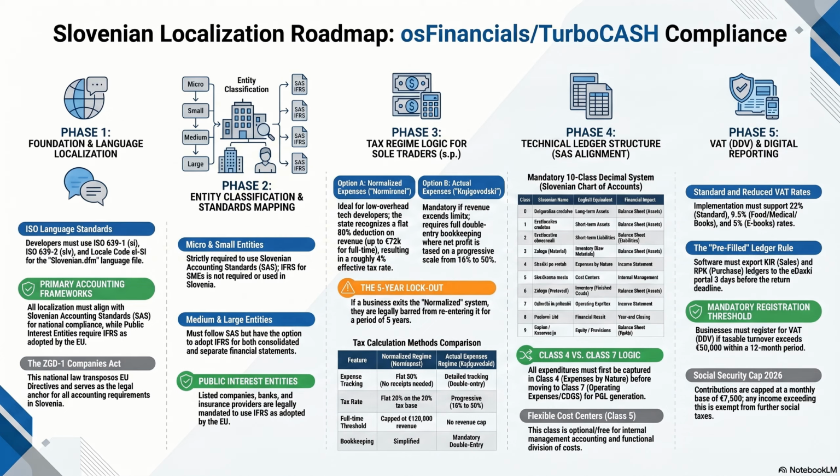So under the mandatory rules, companies use Class 5 to optionally clear costs out of Class 4 and allocate them into internal management cost centers. Give me an example. Well, say you want to build a custom report to see if your marketing department in Ljubljana is burning more cash than your engineering department in Maribor. You build that in Class 5.